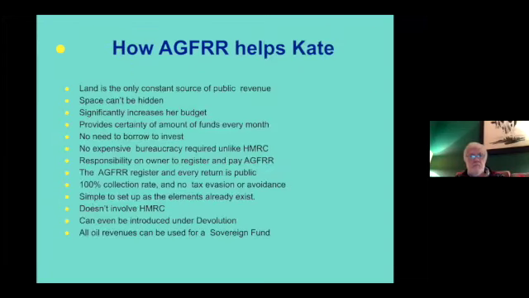As you can see here, we feature the principal benefits. They are not just for an independent Scotland, but as AGFRR can be introduced under devolution, it puts money in the pockets of all of us now, including those still to be persuaded to vote yes. It provides the hard evidence that pensions and other public services will be even better under independence.